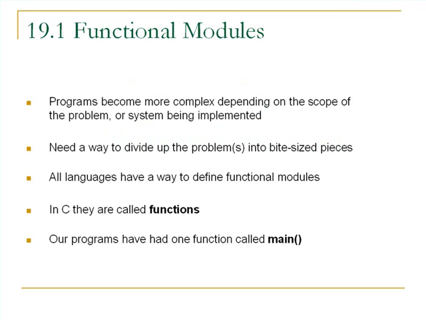Well, as our programs become more complex, we're going to have to figure out a way to divide the problem into bite-sized pieces. And all languages have a way of doing this, of dividing the problem into some sort of functional modules. And in C, these modules are called functions. Our programs up until now have been using one function. We've been defining one function, and it's called the main function. Of course, that's the entry point for all C programs. All C programs start executing in the main function.